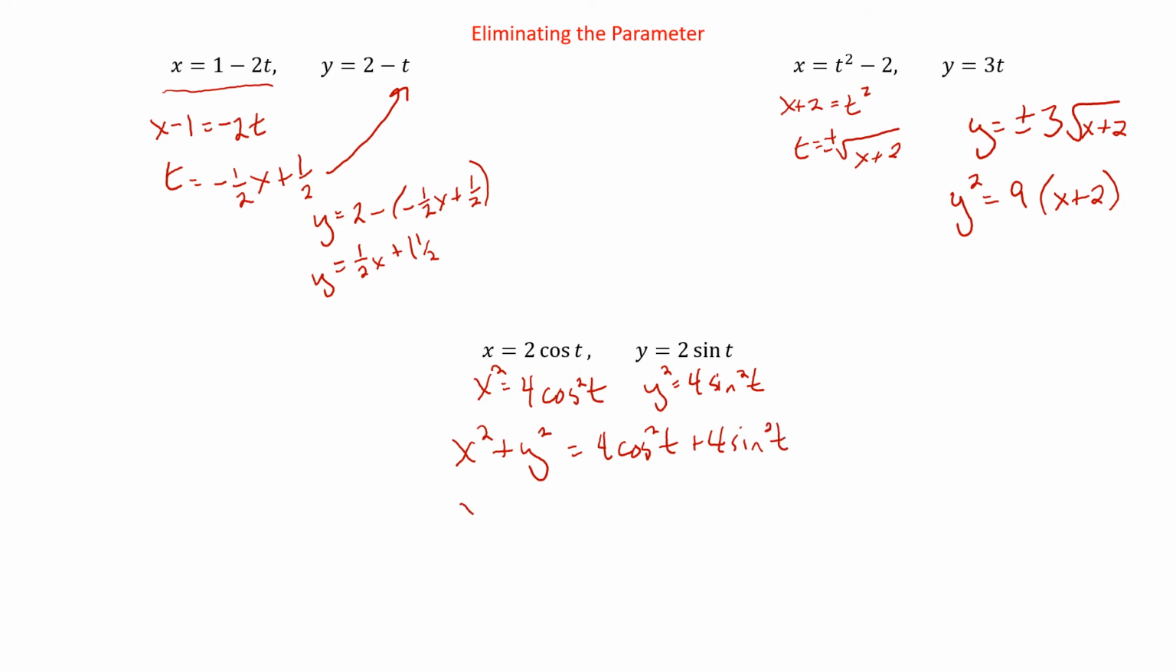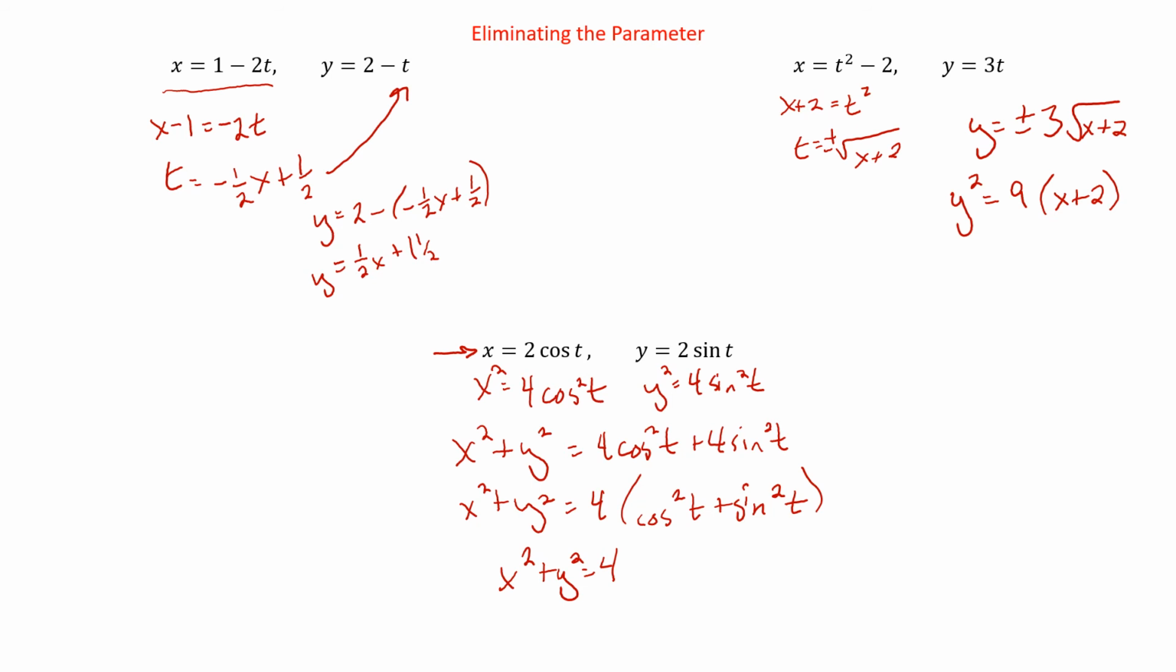Factor out a 4. x squared plus y squared equals 4 times cosine squared t plus sine squared t, which is that Pythagorean identity, which equals 1. So x squared plus y squared equals 4. That's the equation of a circle centered at the origin with a radius of 2. If we graphed these original parametric equations, we would actually have a circle centered at the origin with a radius of 2. So it comes out to be the same.